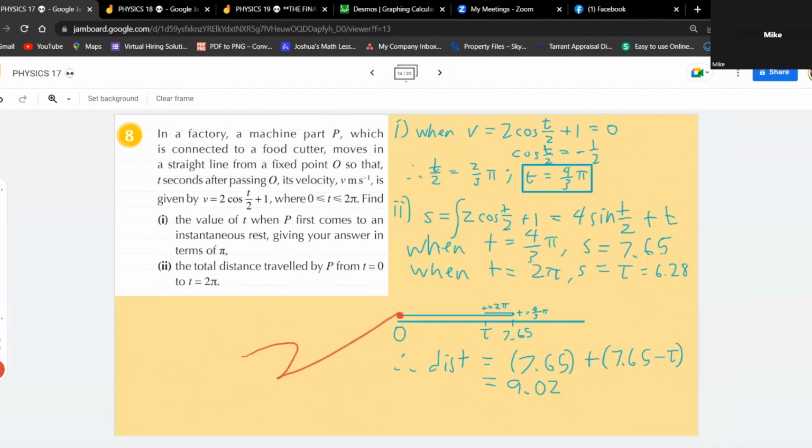in a factory, so V is equal to cosine. Instantaneous rest occurs at t equals 4/3 pi. For sine of t over 2 plus t. Tapos yung distance traveled, sige, 9.02. Okay, let's go yung next.